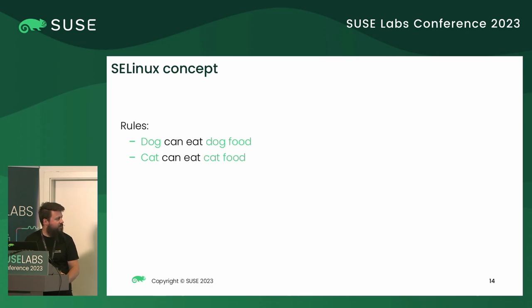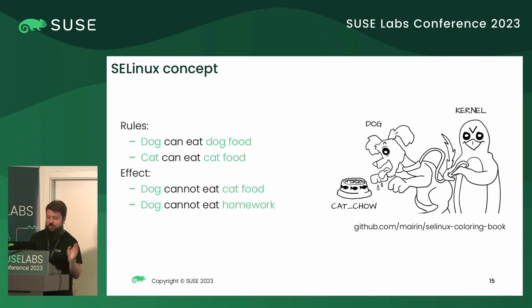So let's see a humorous example of access control. Let's say that I have a cat and a dog. They each have their own food. How do I make sure that this happens? I can use SELinux, for example, and state the following rules: the dog can eat the dog food, and the cat can eat the cat food. The effect is that the dog can eat the dog food all right, and the cat can eat the cat food all right. But if the dog tries to eat the cat food, the kernel will stop him. We all have a penguin in the kitchen, apparently.